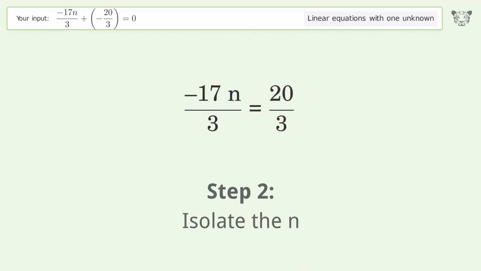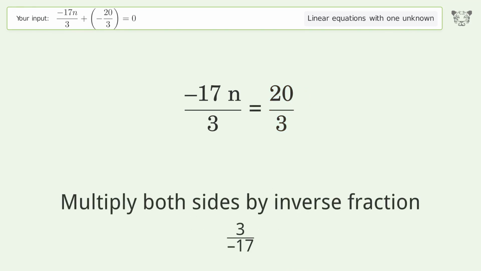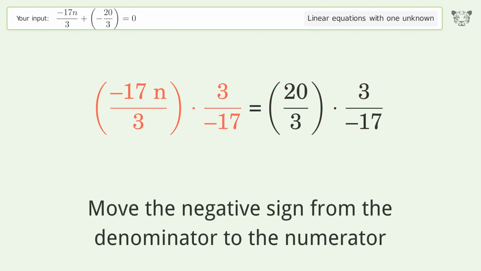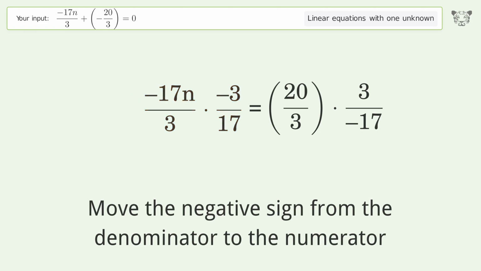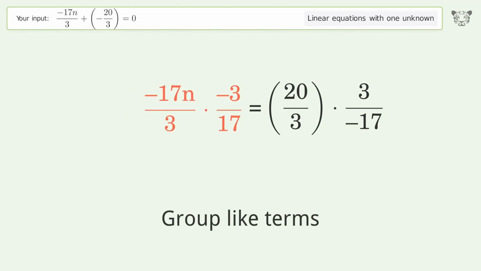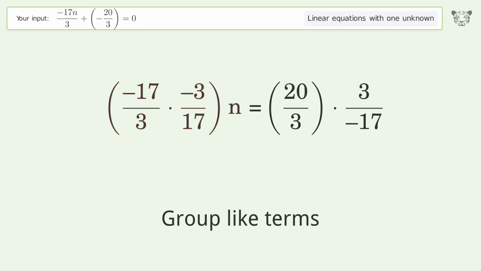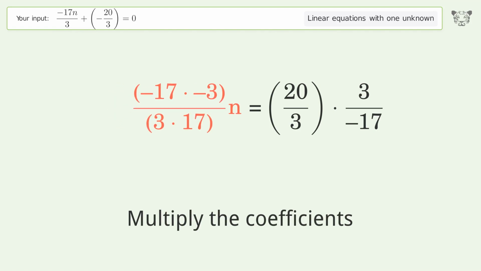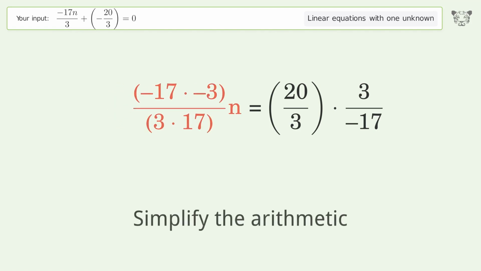Isolate the n. Multiply both sides by inverse fraction 3/17. Move the negative sign from the denominator to the numerator. Group like terms. Multiply the coefficients. Simplify the arithmetic.